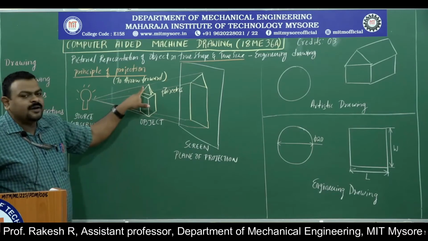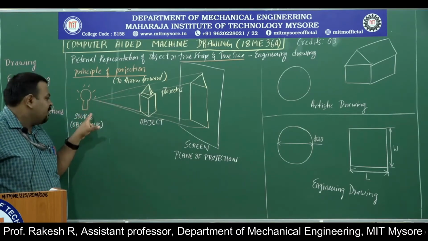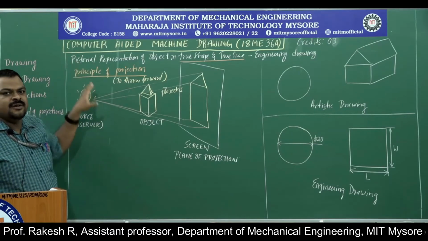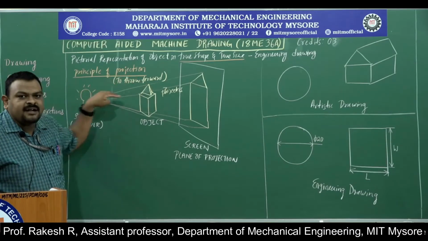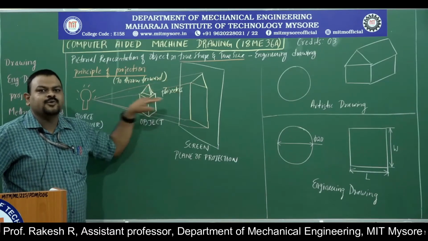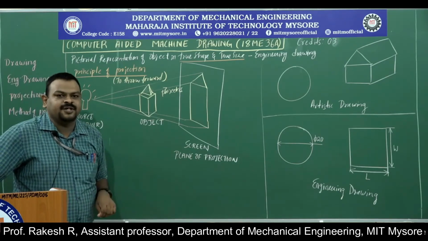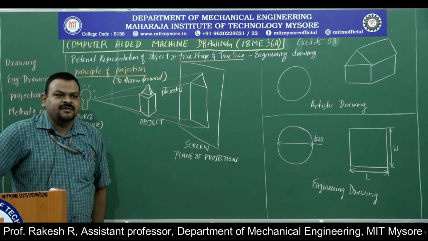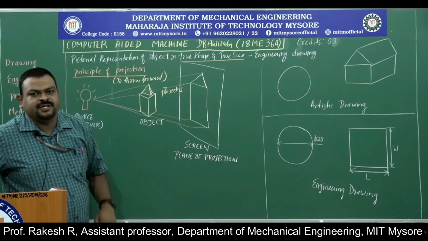So whenever we want to do parallel projectors, the light source or an observer will be at infinity. If the source or observer is at infinity, we will be getting a parallel image. Because of this parallel image, we are getting true shape and true size of an image in the plane of projection. So this is nothing but the principle of projection. We will see in detail what are the different methods of projection.